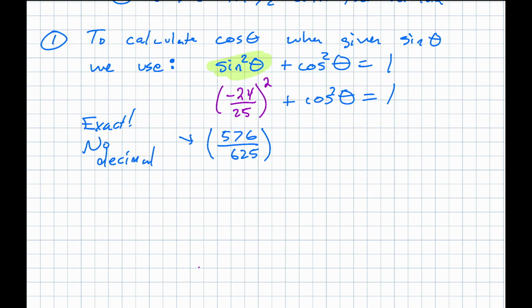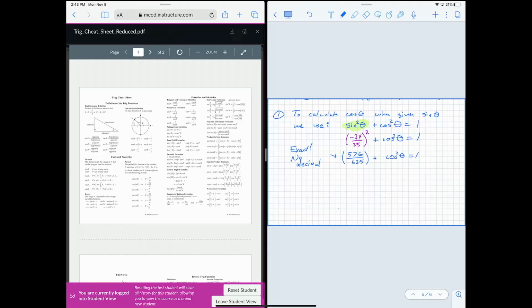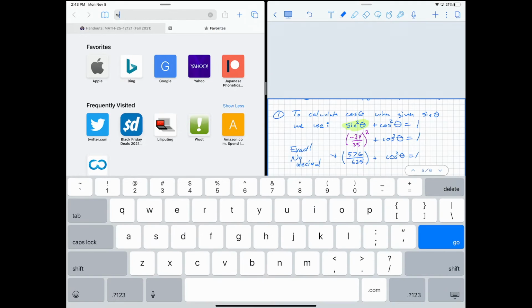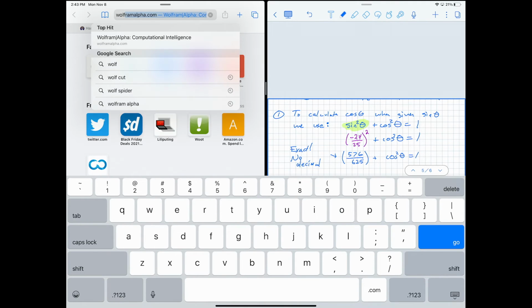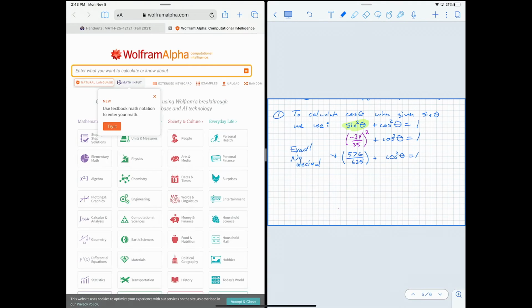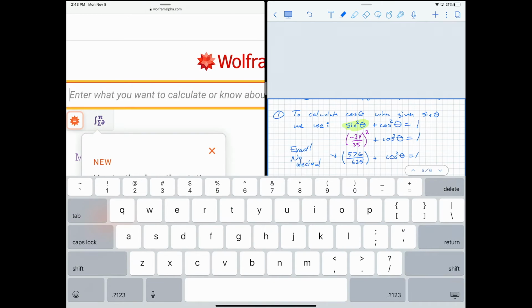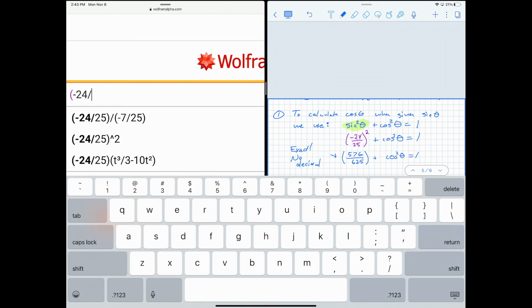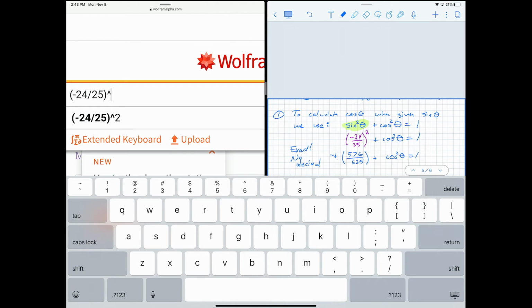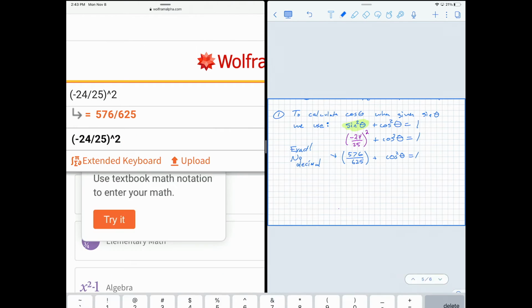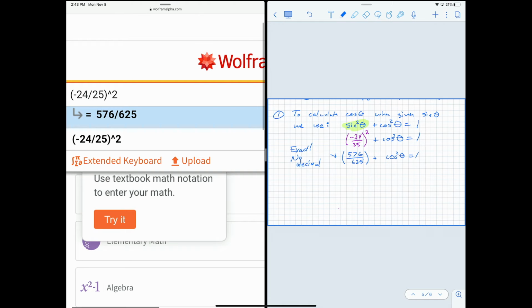Okay, that's important. And then we got cosine squared theta equals 1. So if you don't have a calculator that can do fractions, then that's where you would just come over to Wolfram Alpha or something. And you just type in negative 24 over 25 parentheses squared, right? So that's all you have to do to get the answer.